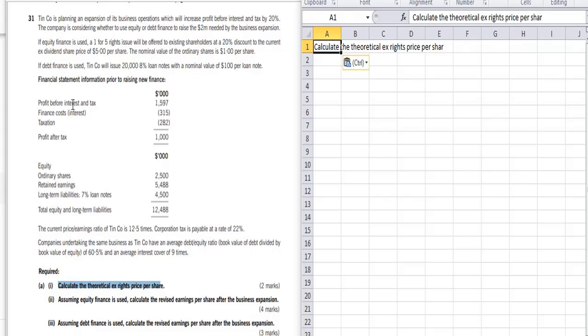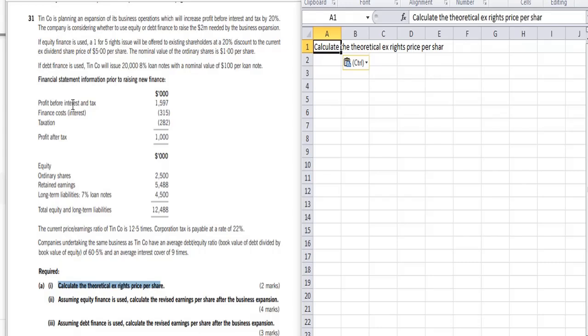If equity finance is used, a 1-for-5 rights issue will be offered to existing shareholders at a 20% discount to the current ex-dividend share price of 5 per share. Means if the company plans to raise the capital by equity, they will issue a rights issue in the ratio 1:5, at a 20% discount on the current share price. Nominal value of an ordinary share is 1.